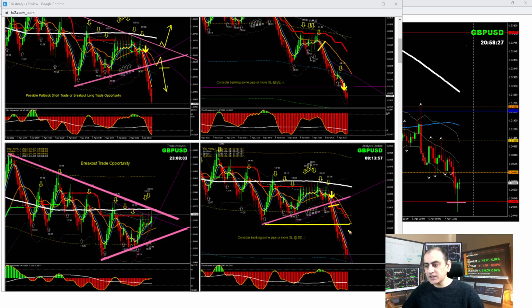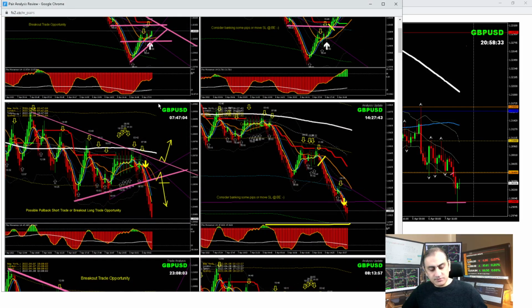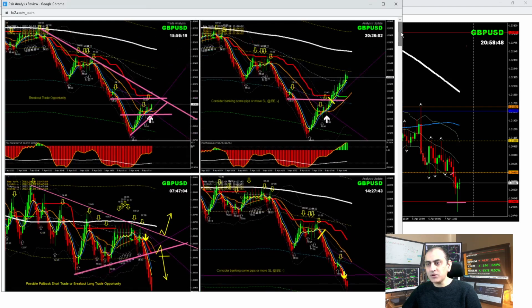Let's see if we can get another pullback at this level, which I analyzed instantly once the profit was taken. As you can see here, we had another beautiful pullback at this level, exactly. As soon as the price hit the weekly support level, that's what I explained to my traders, time to enjoy some profit. Let's see if we can get another pullback or counter.